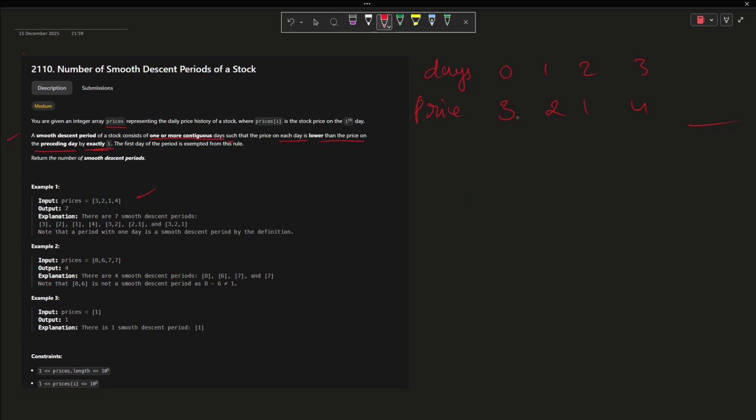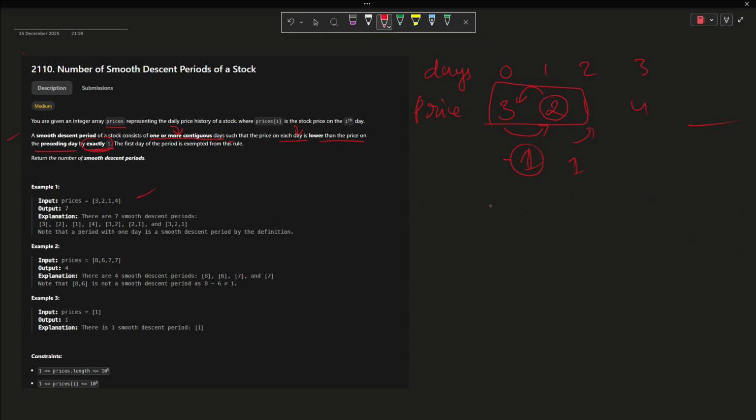What does this mean? One or more contiguous days. That means 3 and 2 are contiguous, 2 and 1 as well. Each day should be lower than the price on the preceding day. So for 2, we check with the previous day, 3. It should be lesser, and by exactly 1: 3 minus 2 is 1. So this is a valid smooth descent period. Again, 2 minus 1 is 1, so this entire thing is a valid smooth descent period.